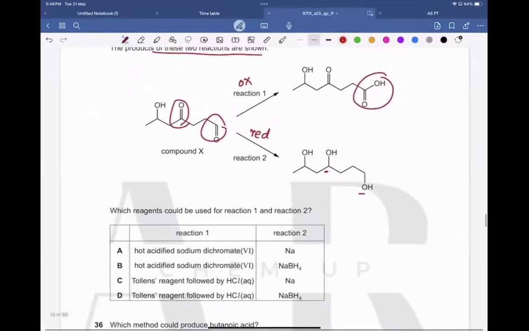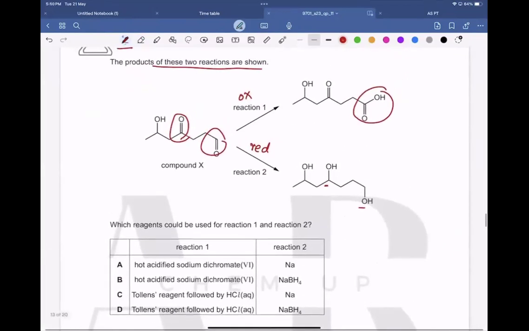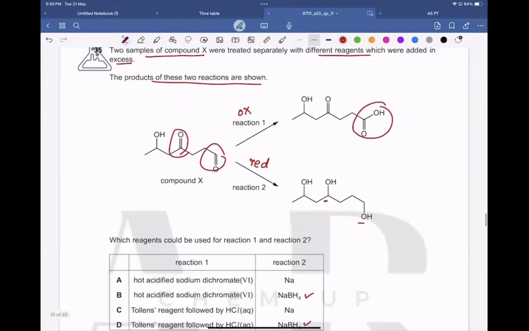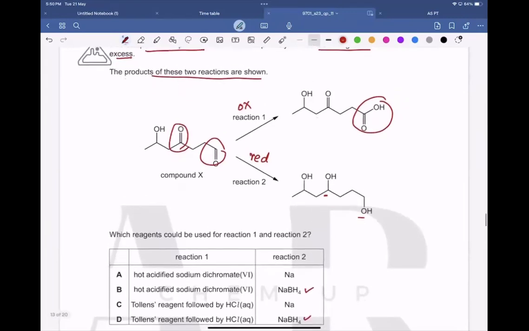So for reaction 2 it's a reduction, so it can be NaBH4, right? Because that is the reducing agent. So that makes A and C go wrong.